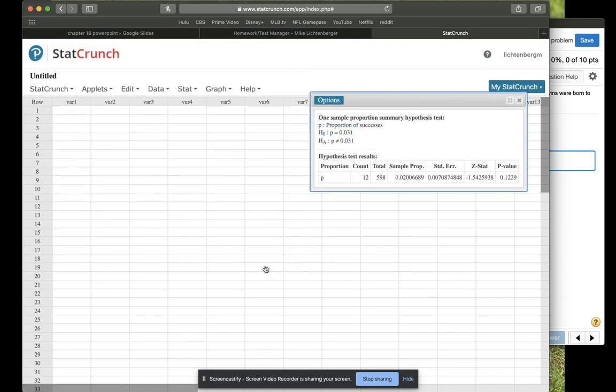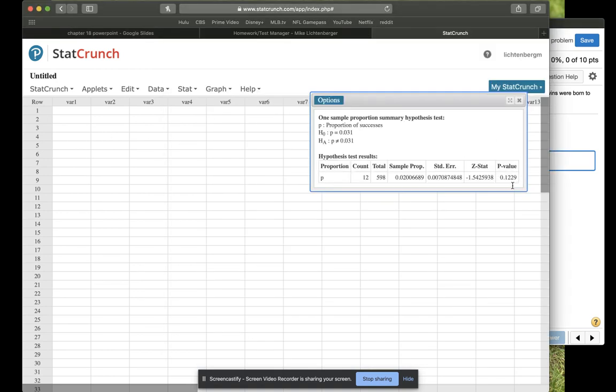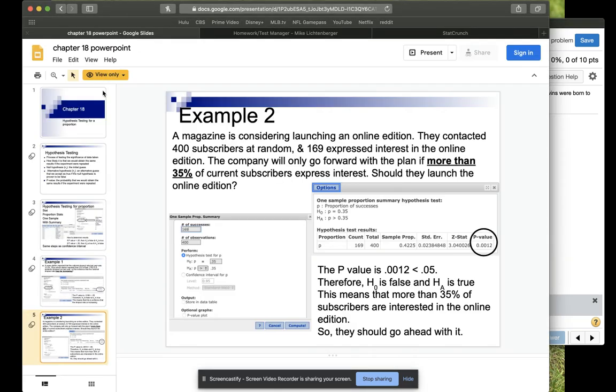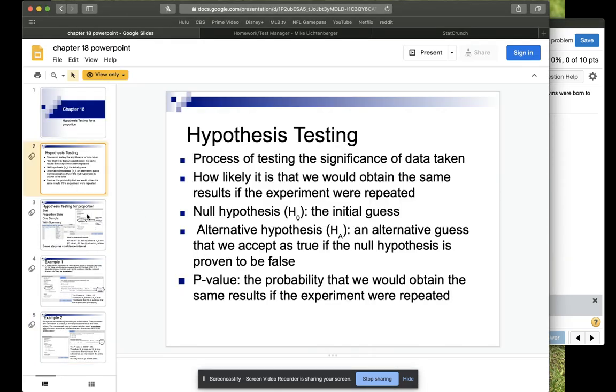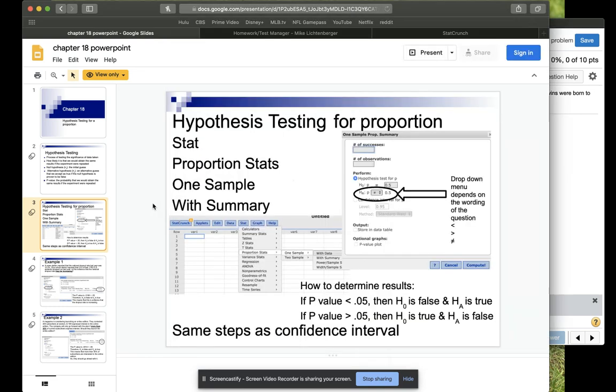If we compute that, our p-value is, what does it say to round to? It says round to 3. So 0.123 is our p-value. And if we remember, let's go back to the PowerPoint for a second. 0.123, that's 12.3%, which is obviously bigger than 5%.